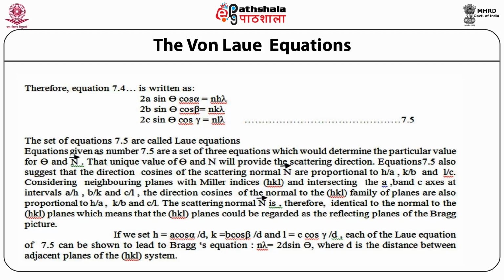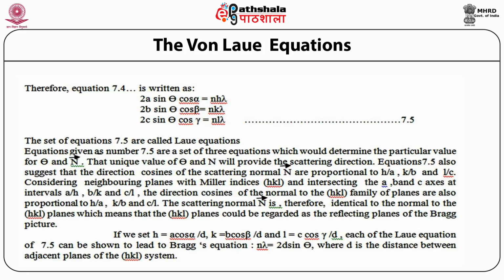Considering neighboring planes with Miller indices HKL and intersecting the A, B and C axes at intervals A by H, B by K and C by L, the direction cosines of the normal to the HKL family of planes are also proportional to H by A, K by B and C by L. The scattering normal vector N is therefore identical to the normal to the HKL planes, which means that the HKL planes could be regarded as the reflecting planes of the Bragg picture.